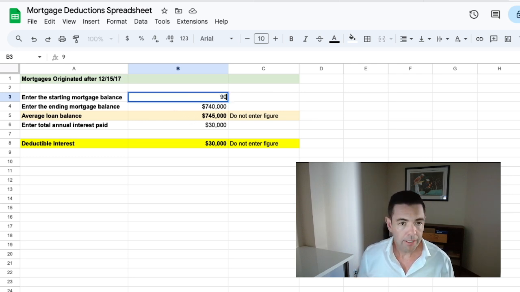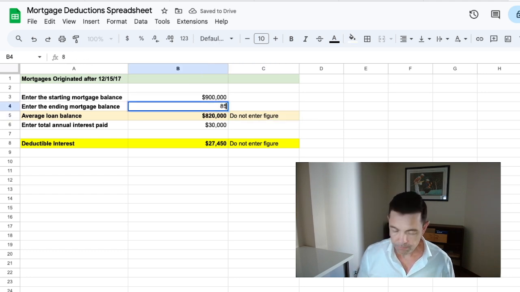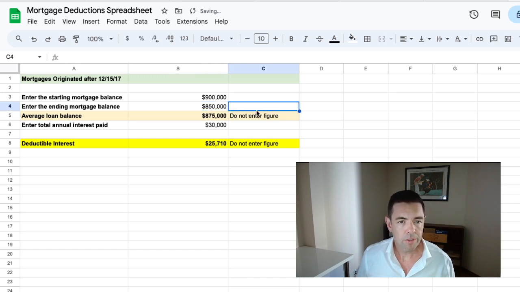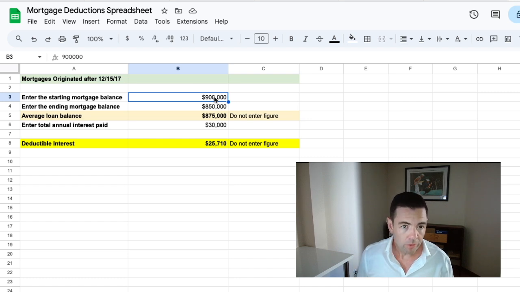So let's just put in a new number. Let's say we start with $900,000 and at the end of the year we paid down $50,000 in principal. So now our ending balance is $850,000, but we still paid $30,000 in interest. Well, you can see that here, even though we paid $30,000 in mortgage interest throughout the year, only $25,710 is deductible. And you can see that once you're over $750,000 in terms of an average loan balance, a smaller and smaller portion is deductible.